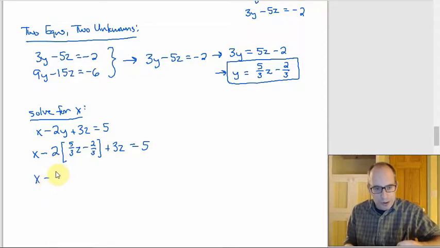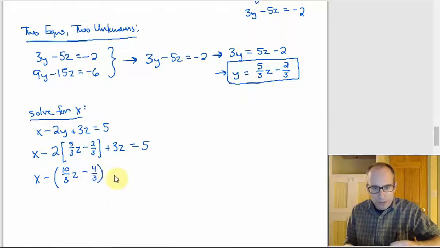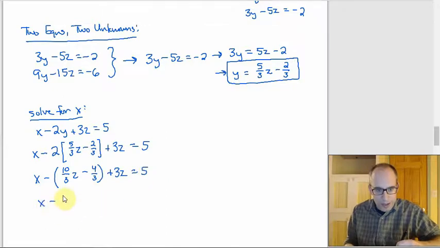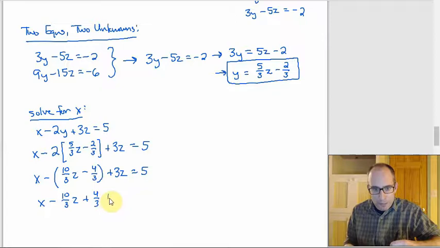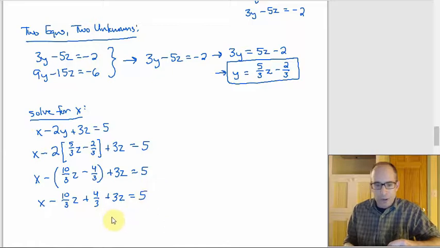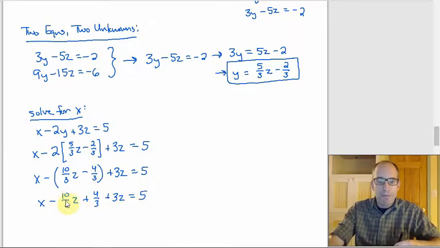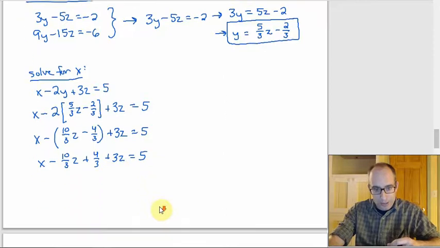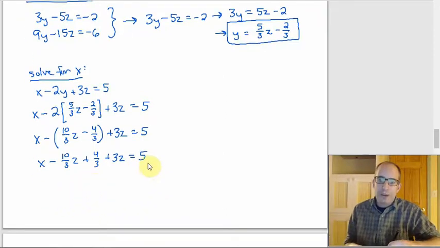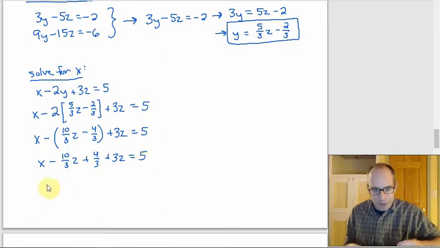So then if I distribute the 2, I'll have x minus 10/3 z minus 4/3 plus 3z equals 5. And then if you distribute the negative, x minus 10/3 z plus 4/3, right? It's minus a negative 4/3, plus 3z equals 5. All right, well, we've got a minus 10/3 and a plus 9/3, right? I guess we could do something with that. And we're going to need to combine the constants in a second.